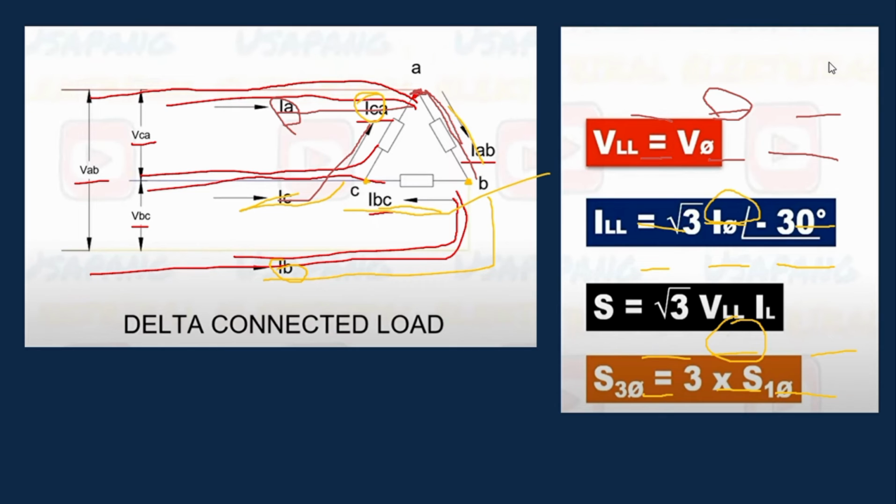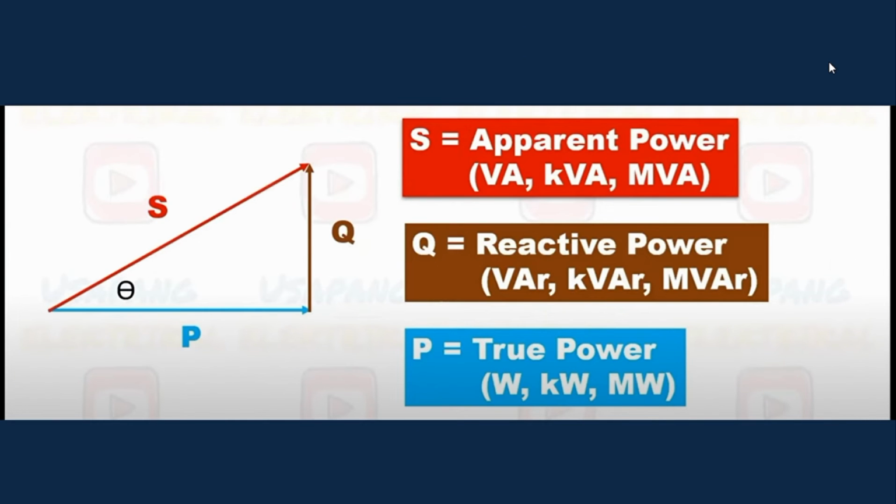So, what is apparent power? In a power system load, we have what is called the power triangle. This is the power triangle. S is the apparent power, expressed in volt-amperes, kilovolt-amperes, and megavolt-amperes. P, or true power, is in watts, kilowatts, and megawatts. Q is the reactive power, expressed in volt-ampere reactive, kilovolt-ampere reactive, and megavolt-ampere reactive.